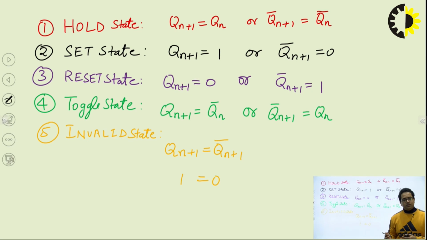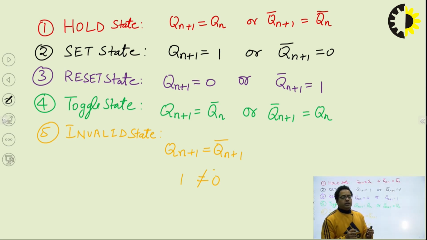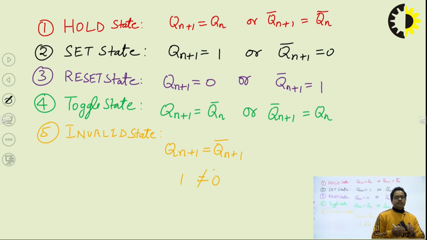Totally not possible, right? Because suppose that Qn plus 1 has the value of 1, and by this equalization, we will say that 1 equals its complement, which is 0. So it is totally not possible. So that means 1 cannot be equal to 0. So that is the condition in which we will say that a latch is in the invalid state.